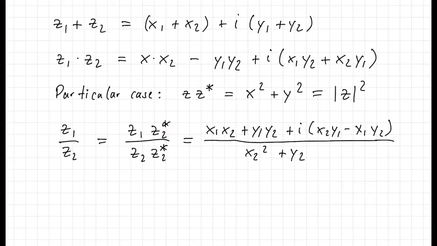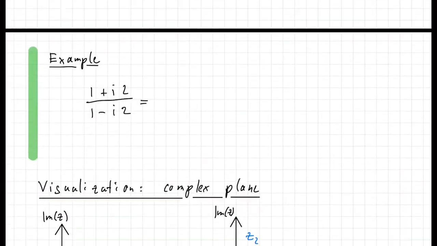Now, in practice, I never remember this formula, but I just remember that there's this trick of multiplying the denominator with the complex conjugate, because then it basically boils down back to multiplication, which is easy. And let's just do that now for a particular example.